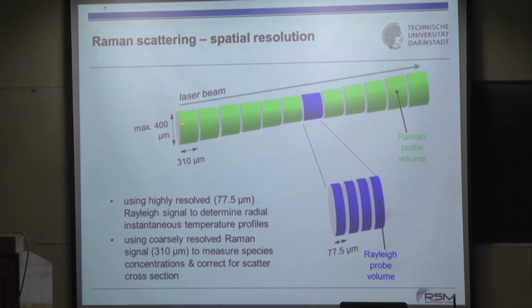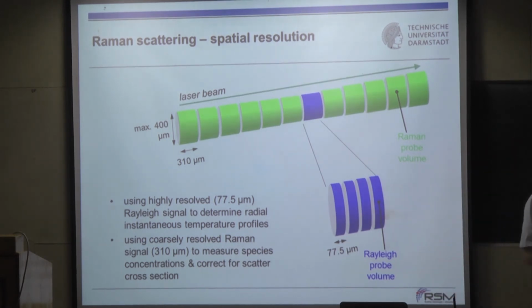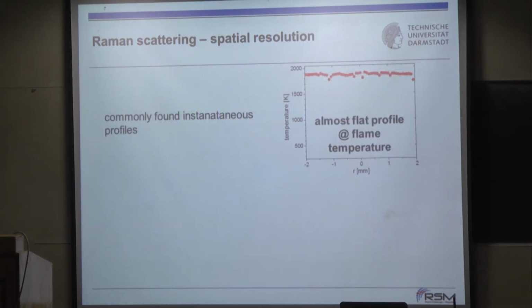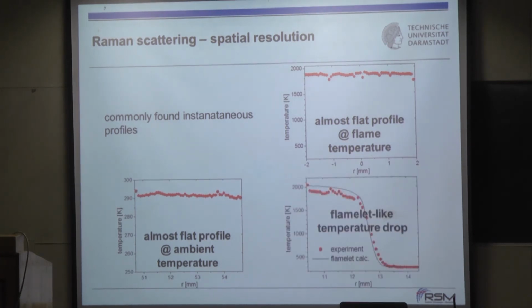For example, in the Raman direct, for the Raman scattering, in the order of 300 microns, because Rayleigh is much more intense. You can go below 100 microns, such that you have a resolution which is good enough to resolve even flame fronts in premixed flames. And then you sometimes find profiles like that, 2000 K, nearly adiabatic flame temperatures along the probe volume. You're inside the flame, you're around 300 Kelvin, you're outside the flame.